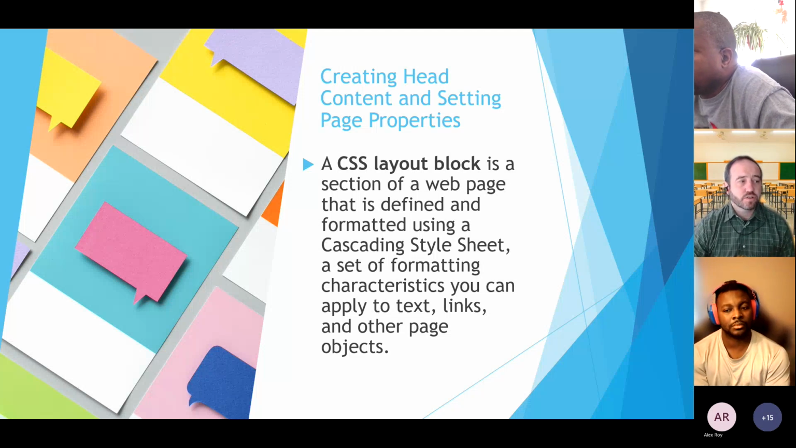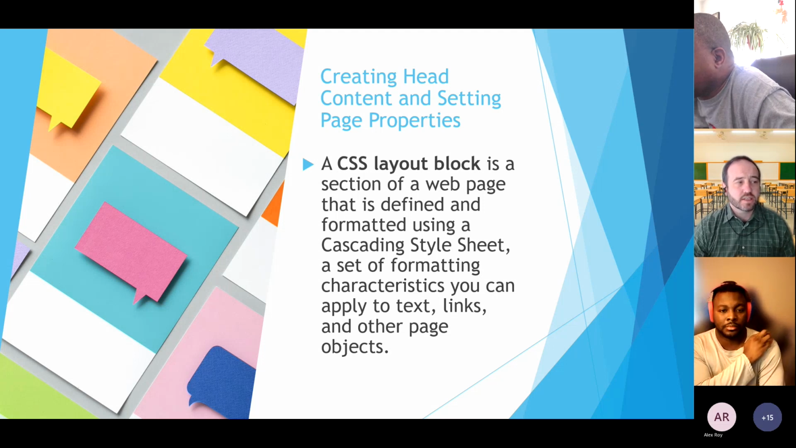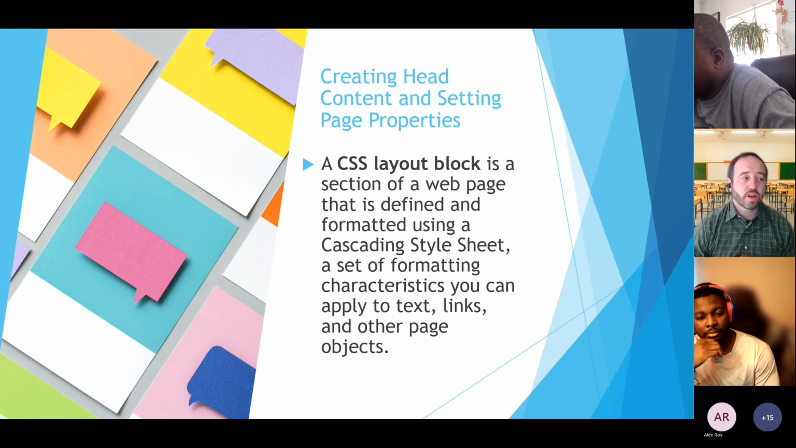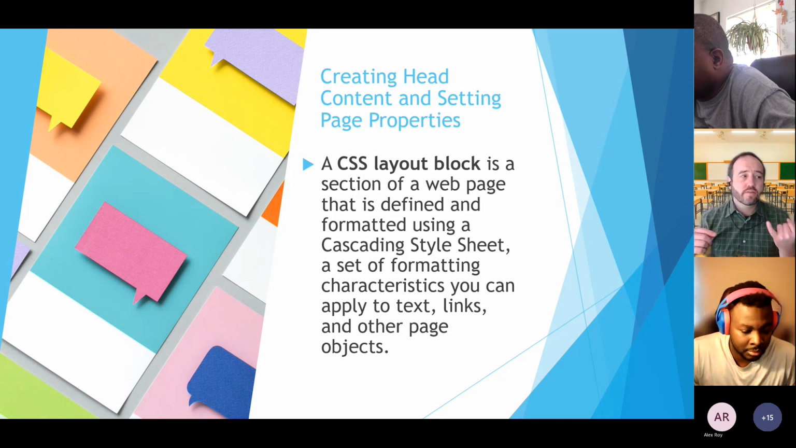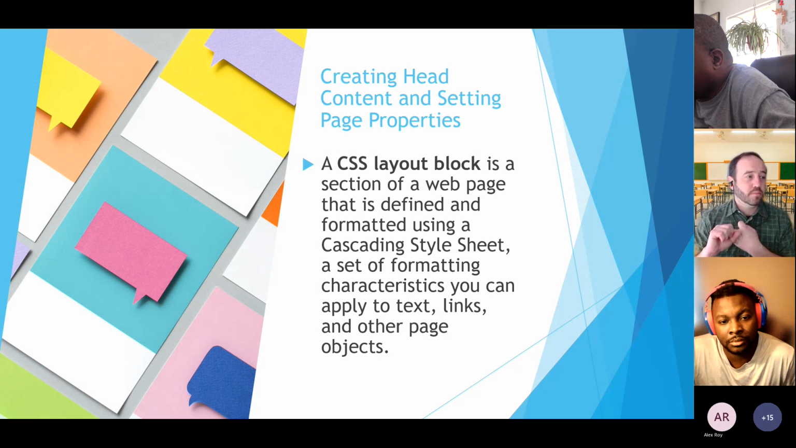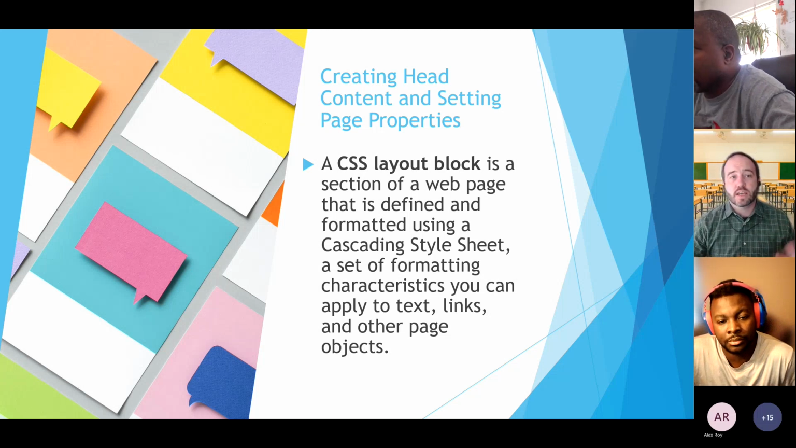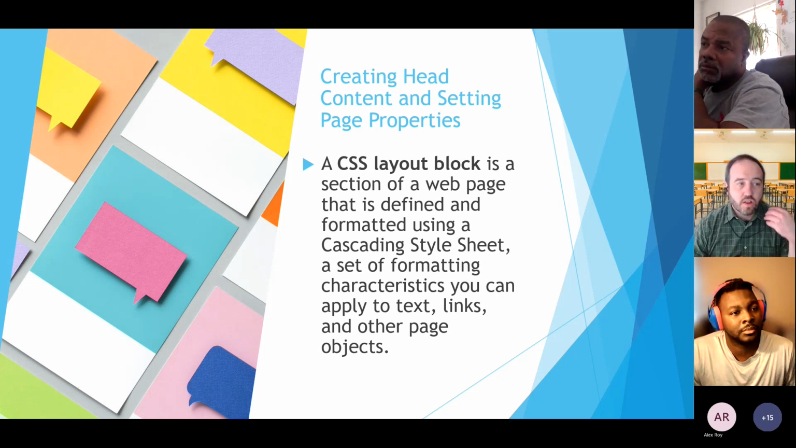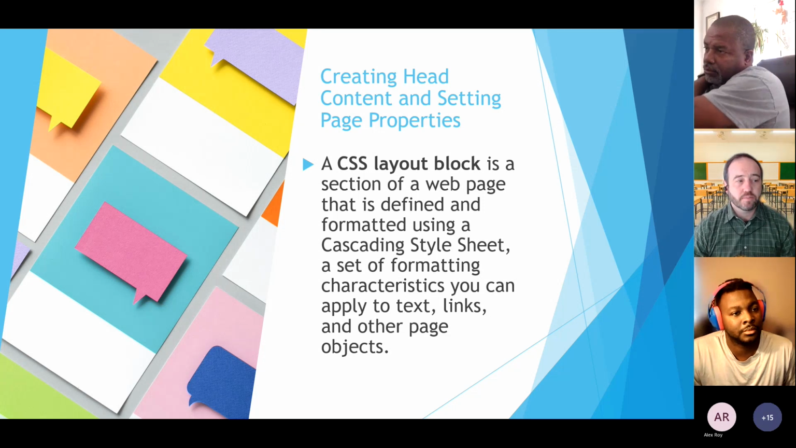Our chapter is going to walk us through creating some head content and setting some page properties. And basically it just says, hey, a CSS layout block or a CSS rule is this thing that you can create that allows us to add properties to elements. And those properties are everything that you can think of that you might change in a Microsoft Word document. The color of the text, the size of the text, what the alignment is, what direction the text goes in. All the properties that you can kind of imagine formatting in a document, there are properties for almost all of that.